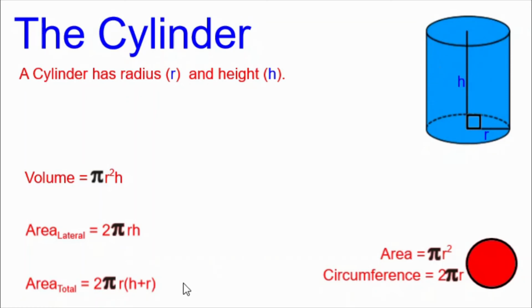But also look at the total area of a cylinder formula. It's 2 pi r times h plus r. This means the same thing as 2 pi r h plus 2 pi r r, or 2 pi r h plus 2 pi r squared. Well, the 2 pi r h would be the lateral area. To that, we're adding 2 pi r squared, the area of a circle, times 2. So again, if we remember these facts about the cylinder, that's a couple more formulas we don't really have to memorize.